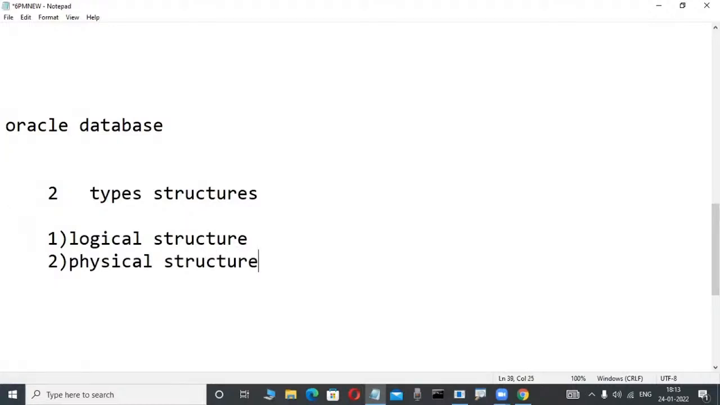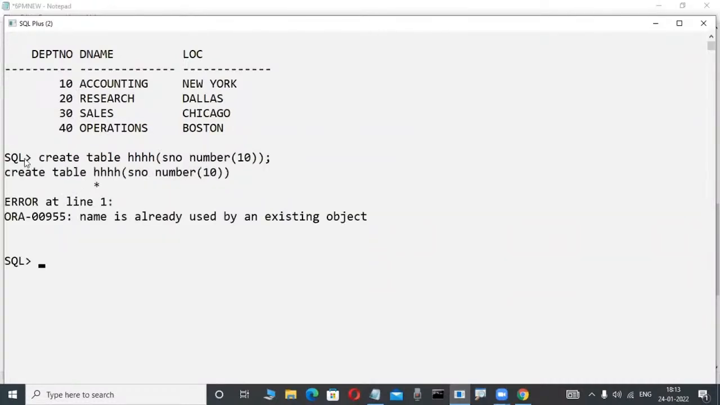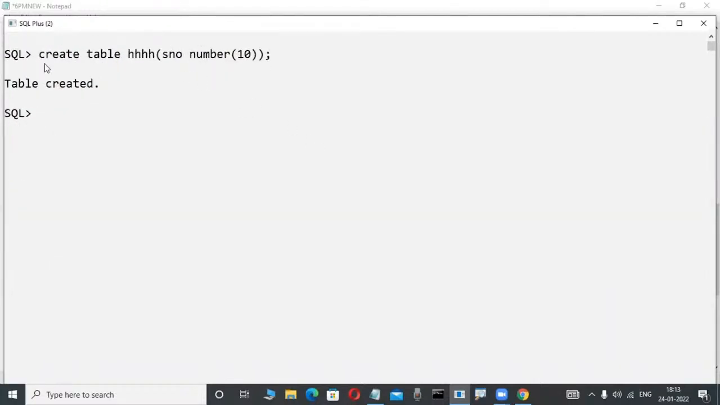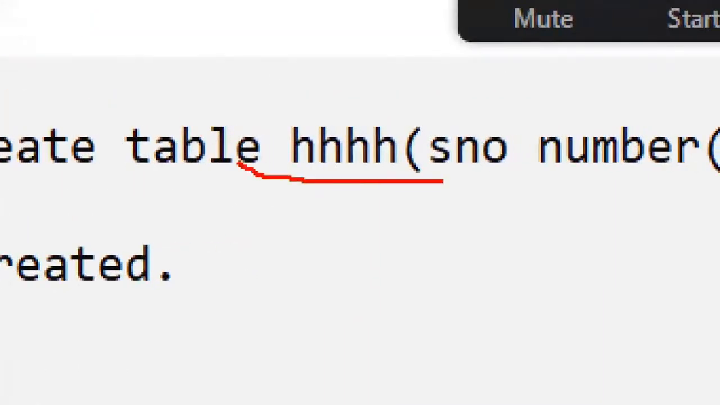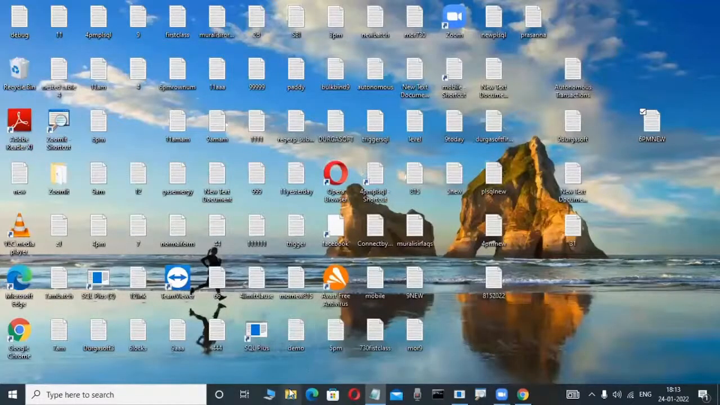What is a logical structure? Suppose you are creating a table or anything in your database, for example. Here, these tables are already there. Suppose I am creating this table in my database. Whenever I create a table, it is not visible in the operating system. Observe here. This is not visible in the operating system.